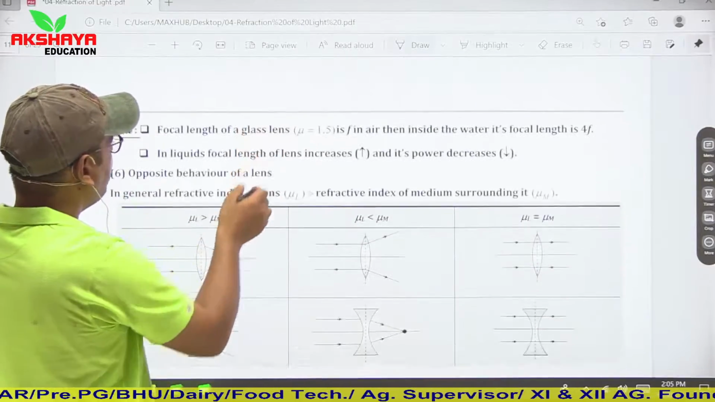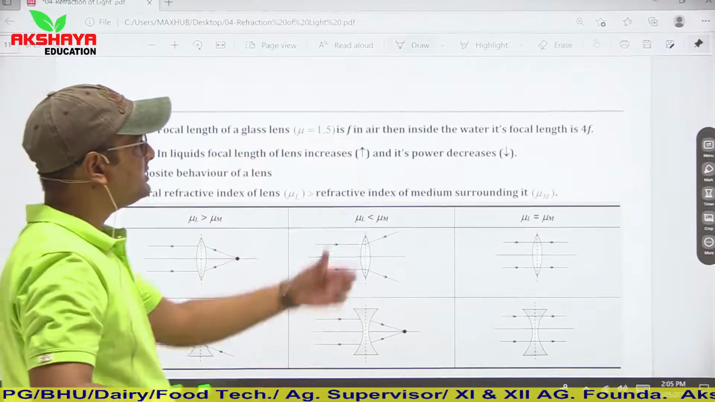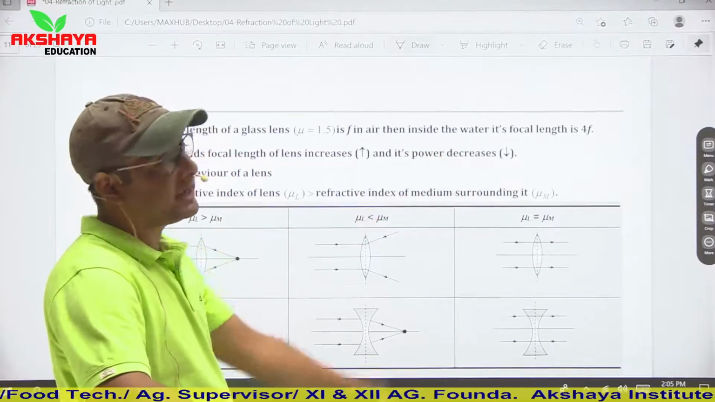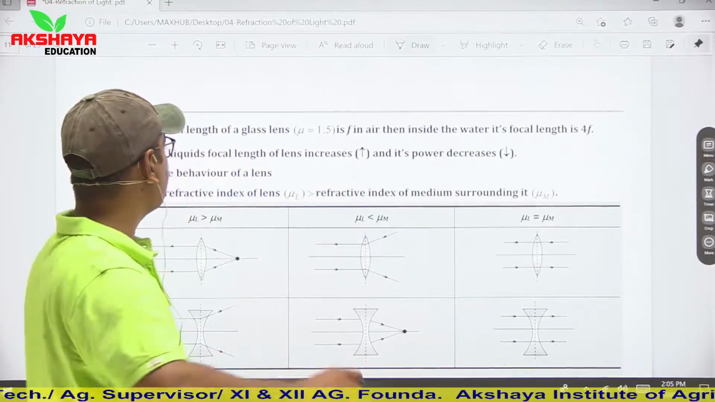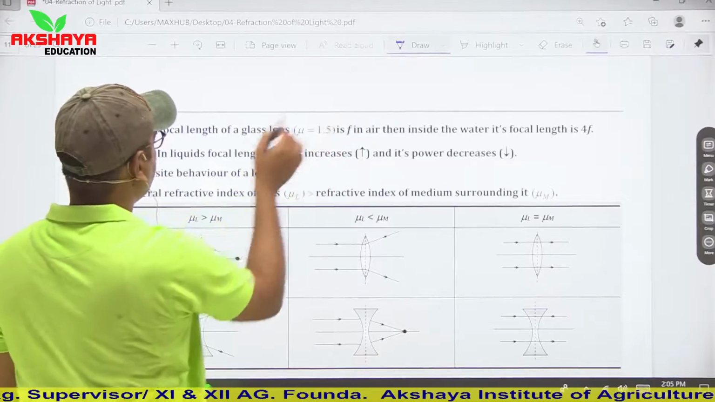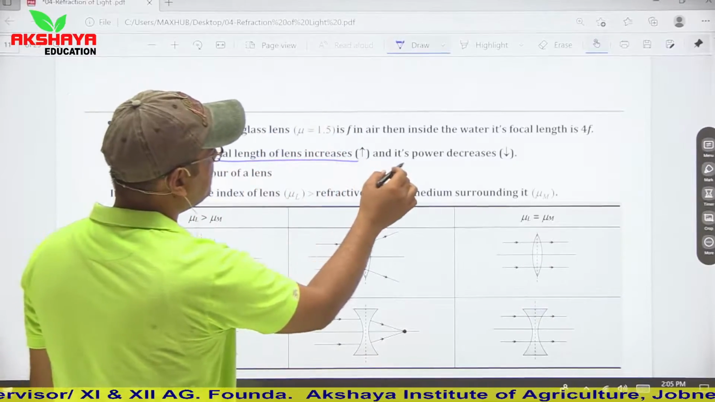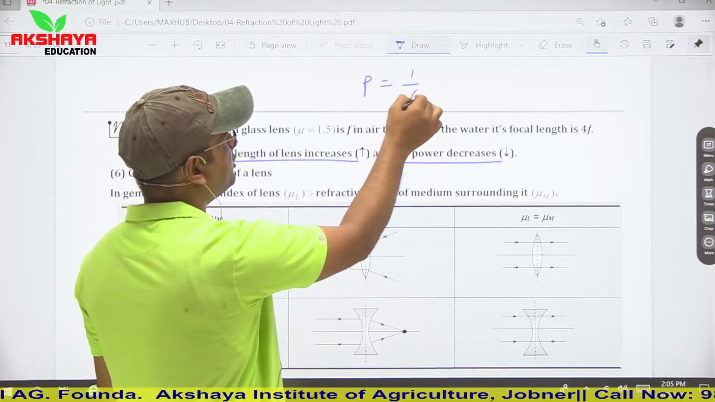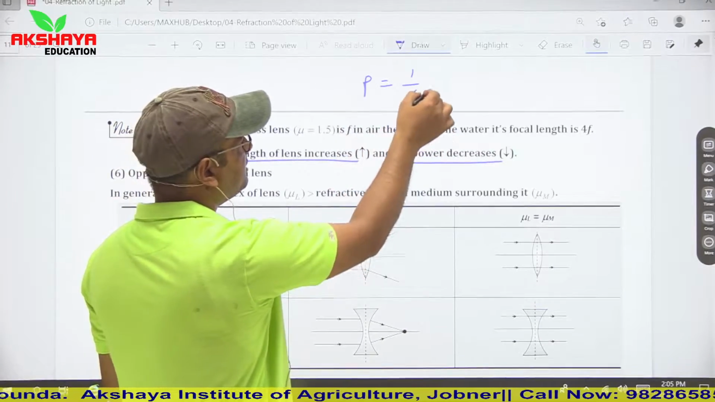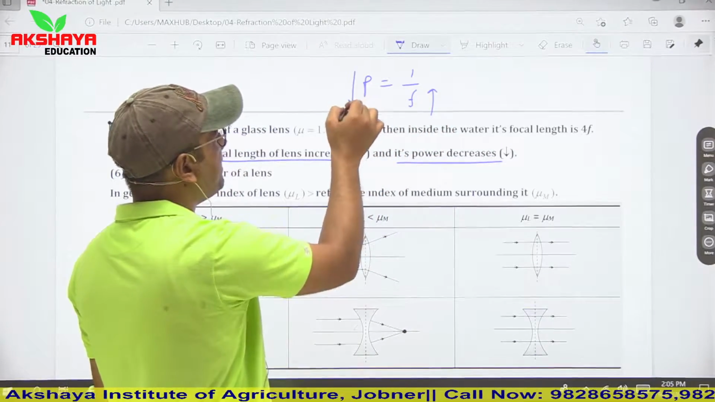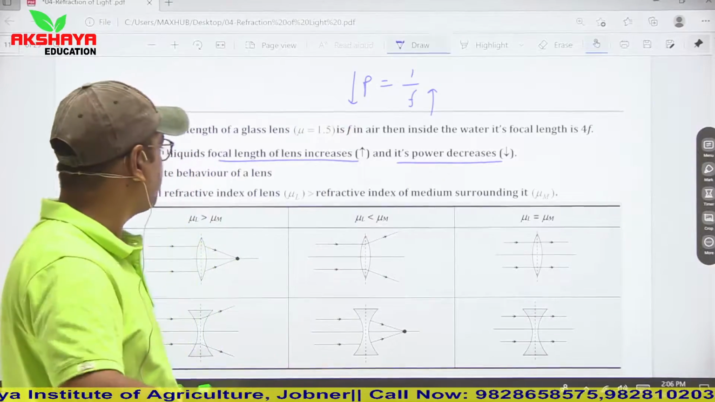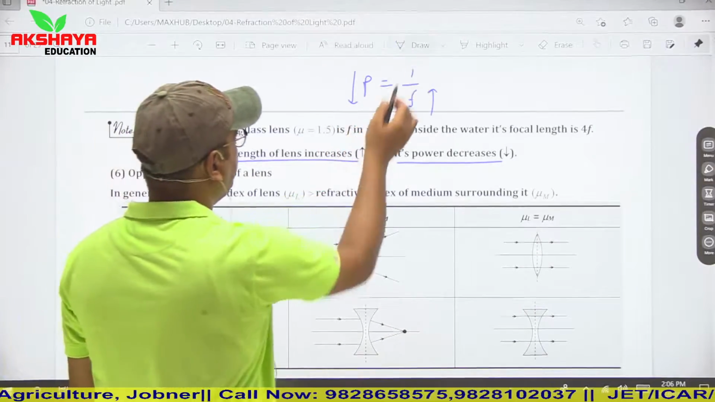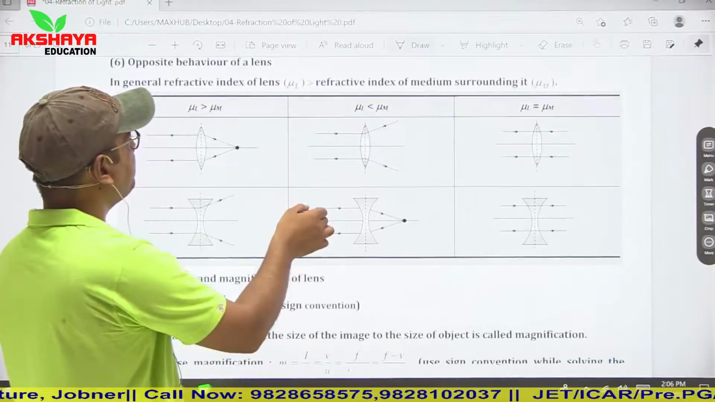Now see, if the focal length of a glass lens is f in air, then inside water its focal length is 4f. It can be calculated using the above relation. In liquid, the focal length of a lens increases and its power decreases. We know the relation that P is inversely proportional to f, so in a medium, if focal length increases, then its power decreases. This is the opposite behavior of a lens. Let us see how it behaves oppositely in a medium.